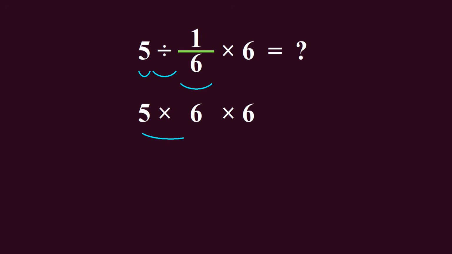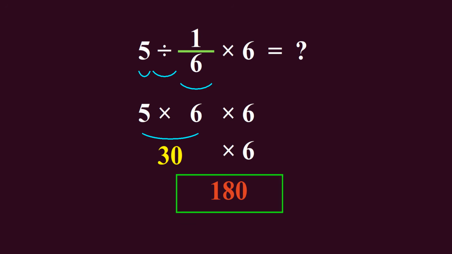5 times 6 gives us 30. So 30 times 6, which equals 180. And so our final answer to this problem is just 180.